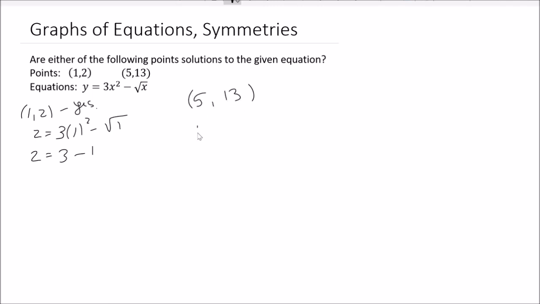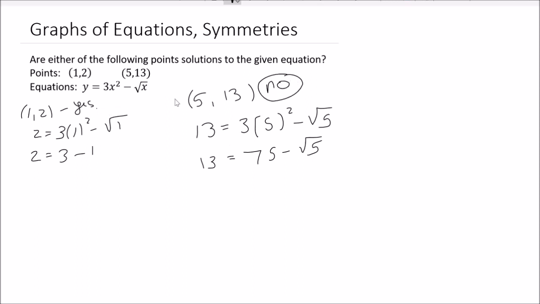What about 5, 13? Let's see. Is it true that 13 equals 3 times 5 squared minus root 5? All right. Well, 5 squared is 25, times 3 is 75. And so already it's pretty clear that this is a big fat no. No, it doesn't work. So one was a solution, one was not.